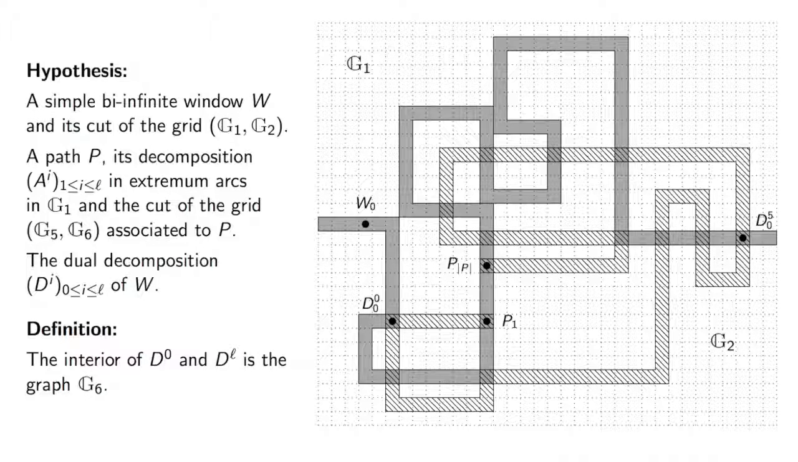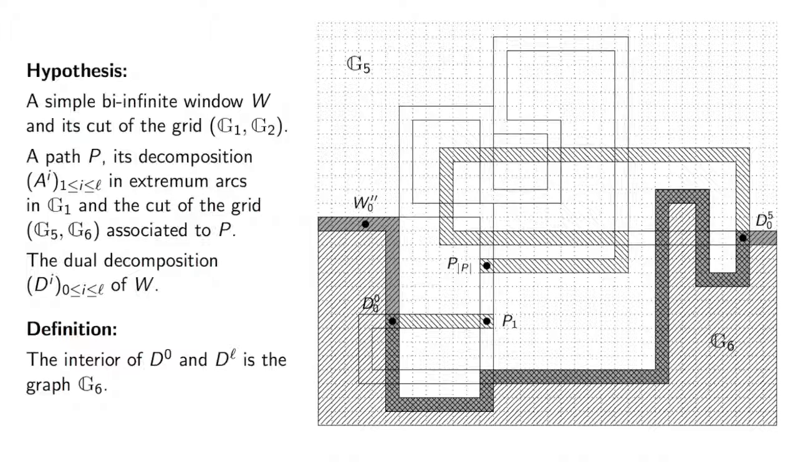Now we define the interior of D0 and DL. In fact, these two dual segments have the same interior. Consider the window W second associated to the path P. The interior of D0 and DL is the graph G6, which is the right side of W second. We discuss the interaction between all these parts in the following video.